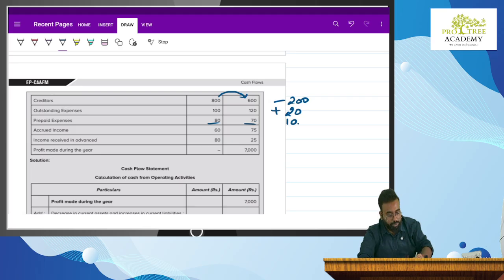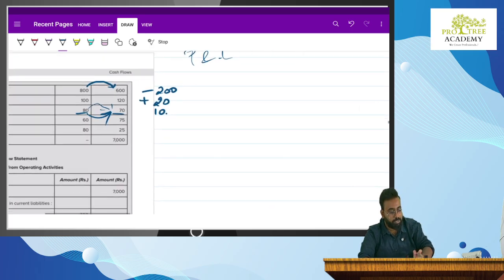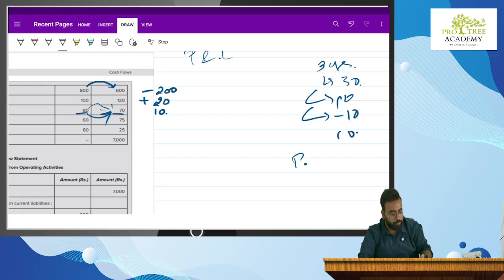See, when my prepaid expense has come down from 80 to 70, what would have happened in my P&L? I would have written off this 10 in my P&L. Prepaid expense means what? Say for example, I have taken insurance for 3 years, say 30 rupees. Every year 10, 10, 10. Correct? So every year from my profits, I would have reduced 10, 10, 10.